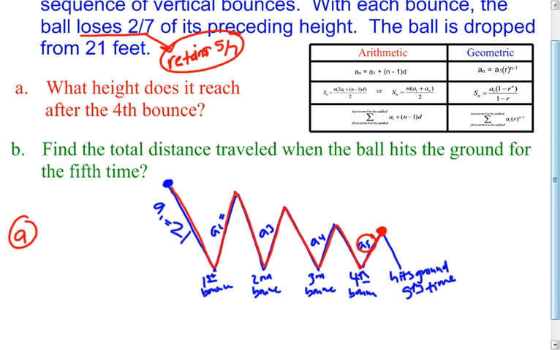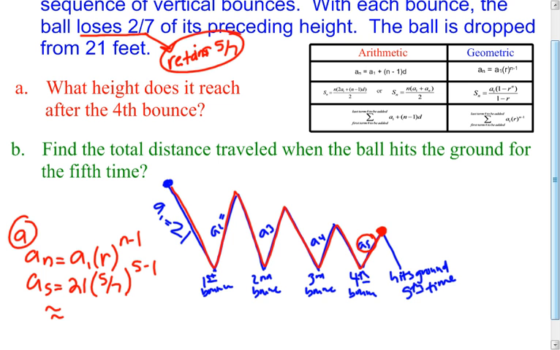So when I do that, first of all, it's a geometric sequence. You're multiplying by 5/7 every time. So I will use this formula. I'm wanting to find the 5th term. My first term is 21. My ratio is 5/7 to the 5 minus 1. And you get about 5.47 feet when you plug that into your calculator.